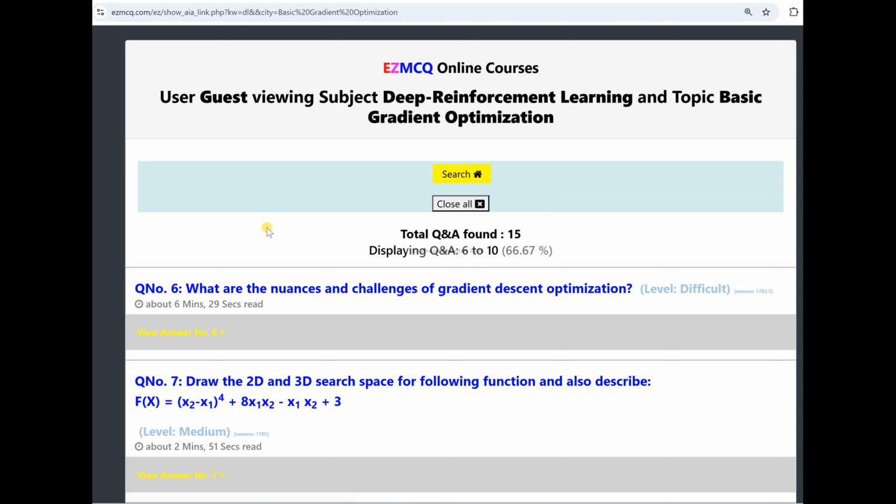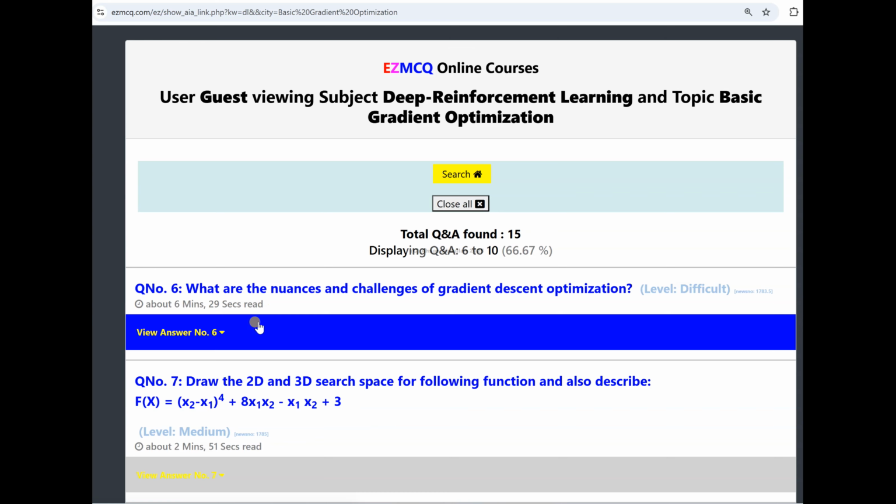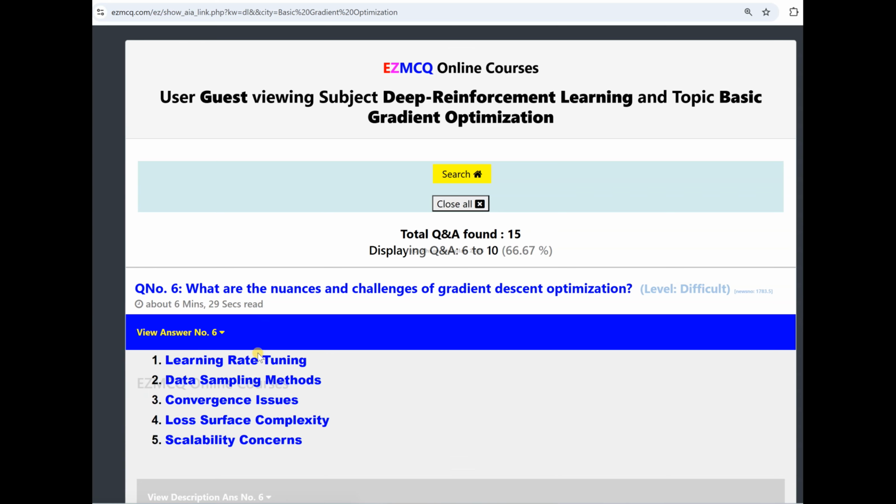So we are at lecture 3B, which is deep reinforcement learning. Topic is gradient optimization, basic gradient optimization. And we start with the first Q&A, which is: what are the nuances and challenges of gradient descent optimization? Nuances means basically finer details or finer things which can have an impact. So what we are looking at basically are these five that have an impact, and I will also share with you two diagrams, which will clarify.